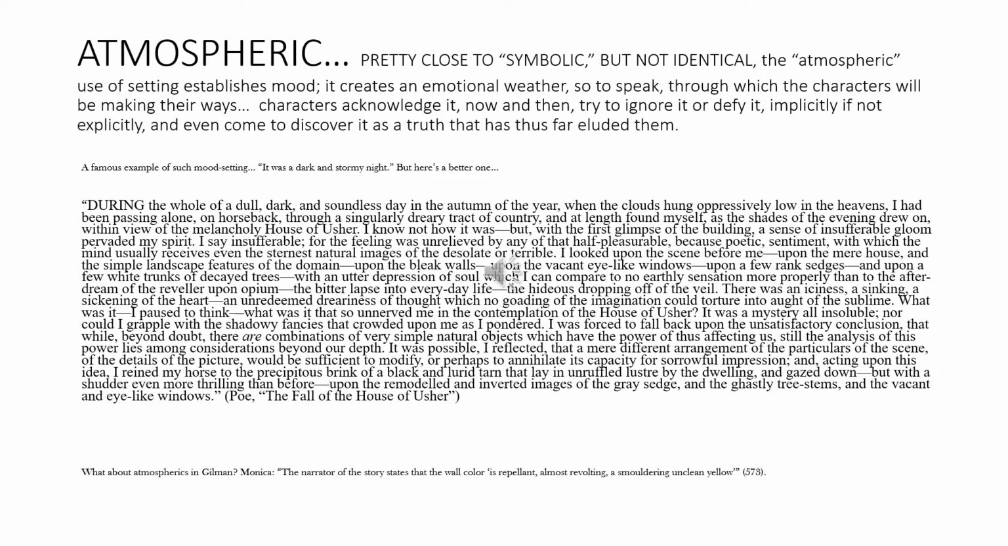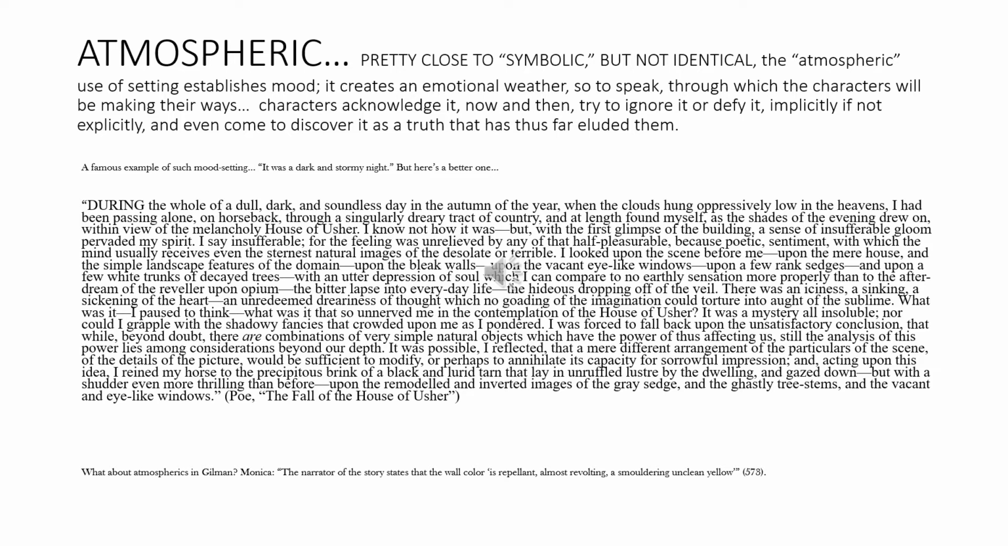Where would that happen? Okay, when would you have the symbolic? Well, I think the line, "I looked upon the scene before me, the mere house, the simple landscape features of the domain, upon the bleak walls." Not there. Walls can be bleak and they don't really symbolize much, aside from bleakness, but that's atmospheric, isn't it? But look at the next line. "Upon the vacant eye-like windows."